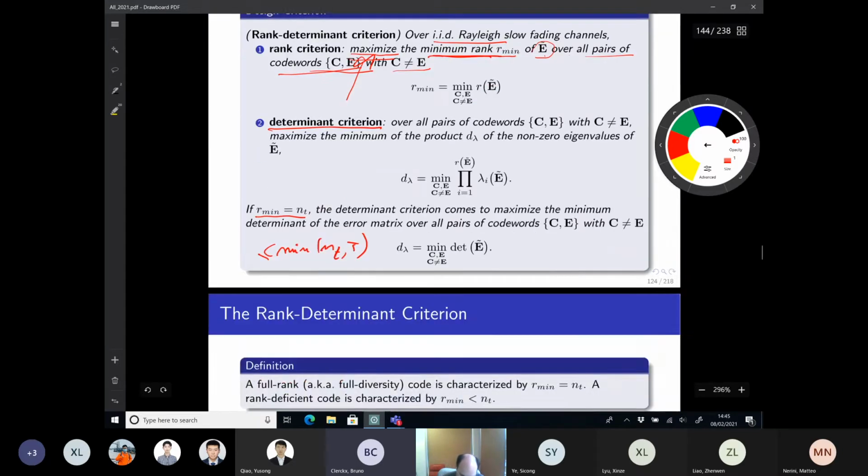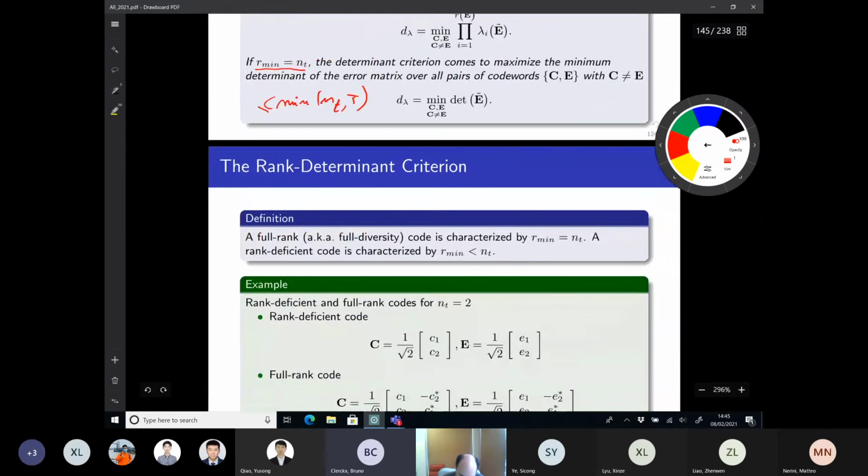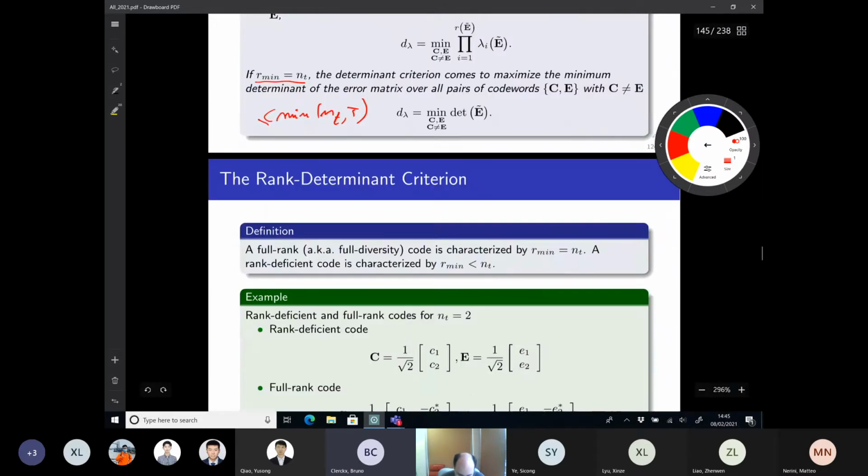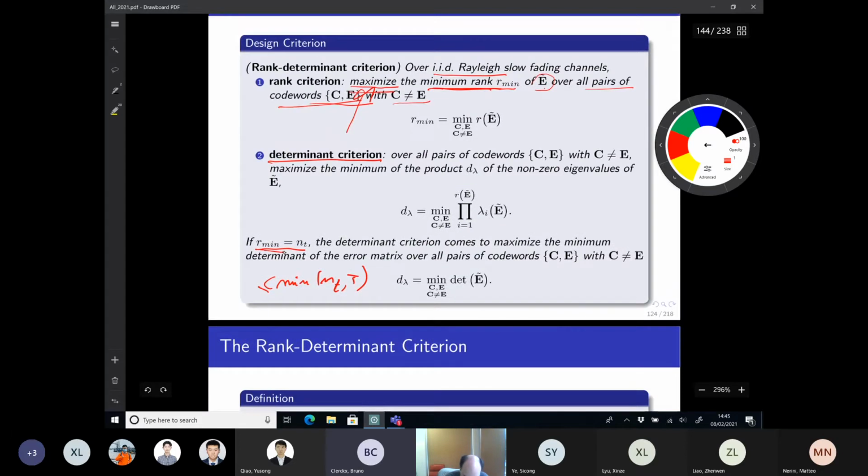Right, so this is the way it works. And so you can apply this to any code. So one more thing here. If you have this, if the rank is equal to the number of transmit antennas, then maximizing this means that the rank of this is equal to NT. You end up with an error matrix that is full rank.